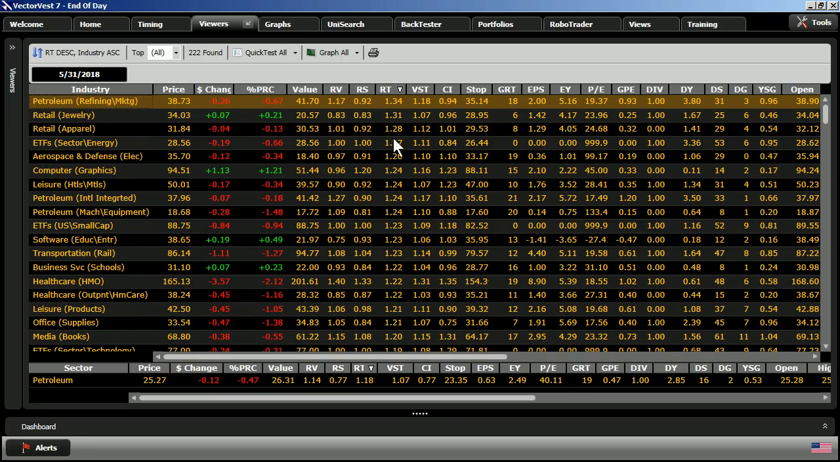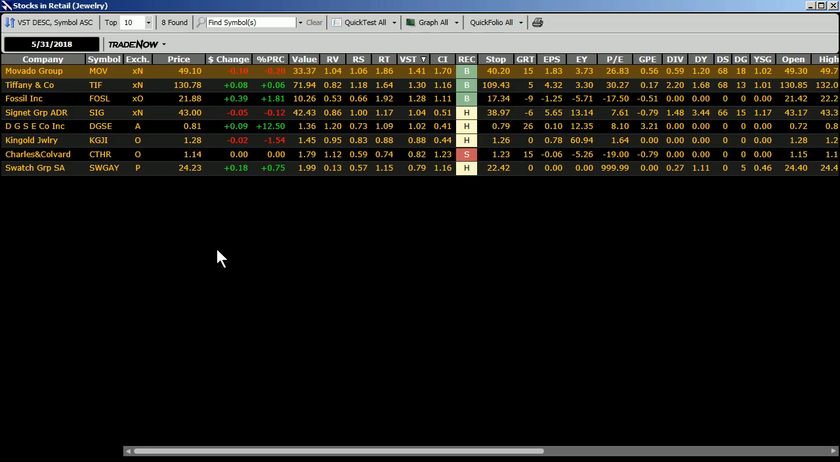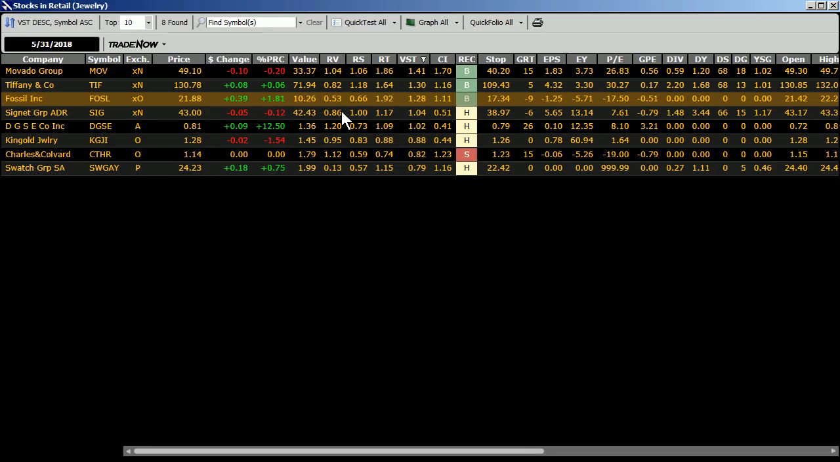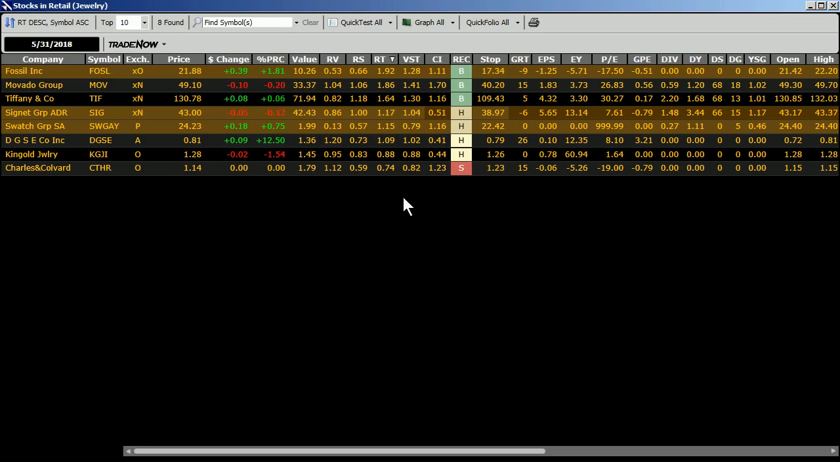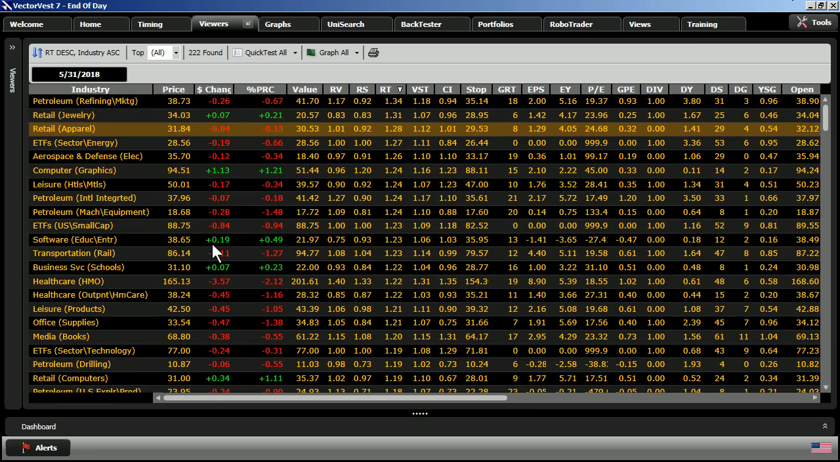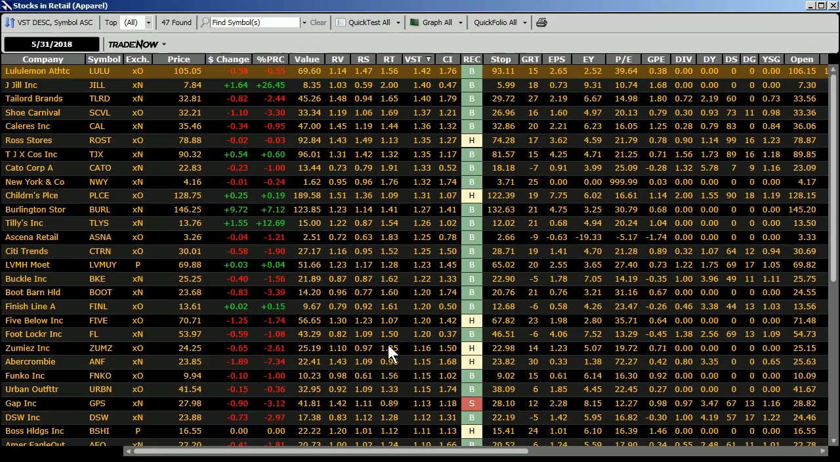Let's close the petroleum industry and see if this is true for the retail jewelry industry. Only 8 stocks in this industry, so a little bit thinner industry. Of those 8, we have 1 sell-rated stock. We have 2 stocks that are in downtrends, but again, some that have some pretty weak fundamentals that are still being favored. And let's just try our third top performing industry, the retail apparel industry.